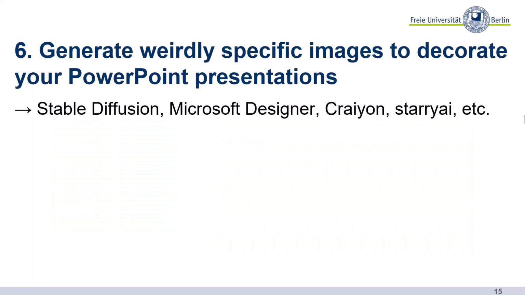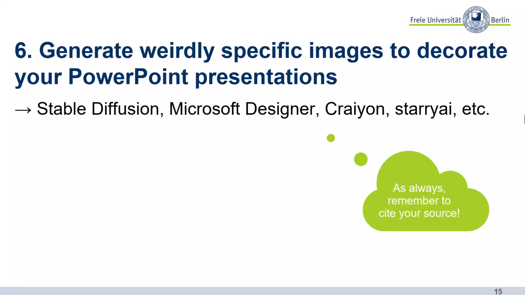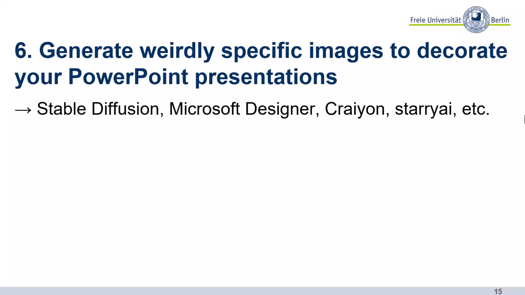And my last tip for today, use AI to generate images to decorate PowerPoint presentations or anything else really. There's lots of tools you can use for this. Stable Diffusion is a great one, probably my favorite right now. Now, AI isn't capable right now of generating maps, for example, or graphs. It's just not precise enough, not nearly precise enough. But for decoration, it's a great tool.